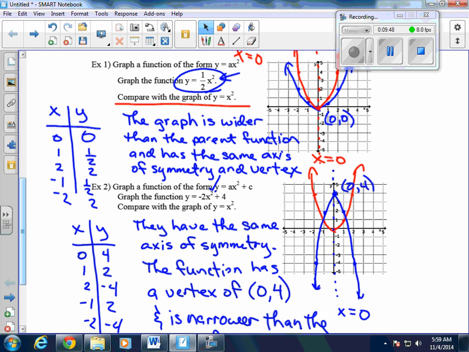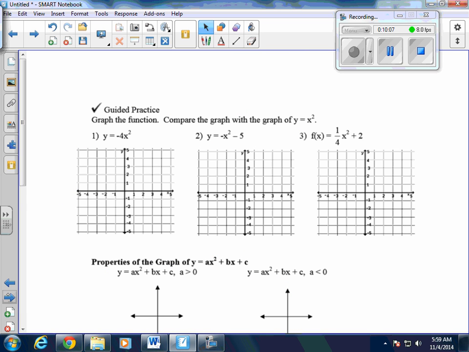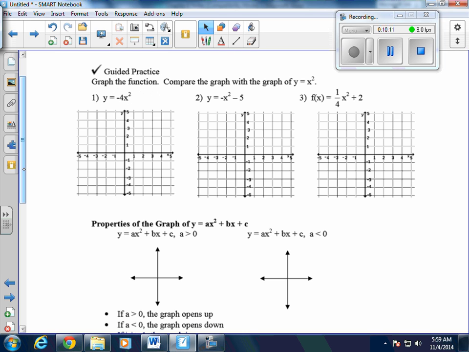And notice, again, when this one was a negative number out front, what happened to our parabola? It opened down. So it's a reflection. And then that number again was bigger than 1, the absolute value of bigger than 1, which means it's a narrower graph. So when we look at graphing all of these in general, that's going to tell us something. Let's do questions 1 and 3.